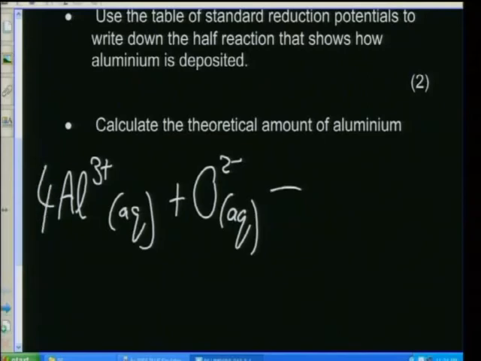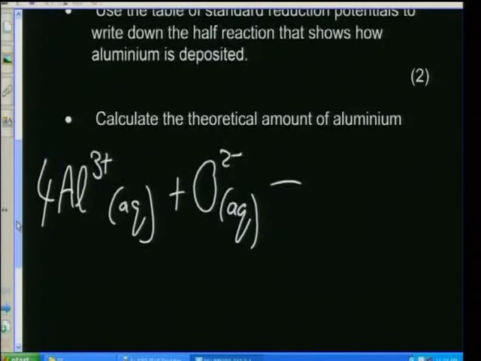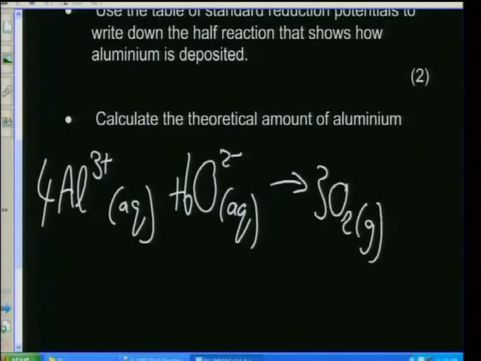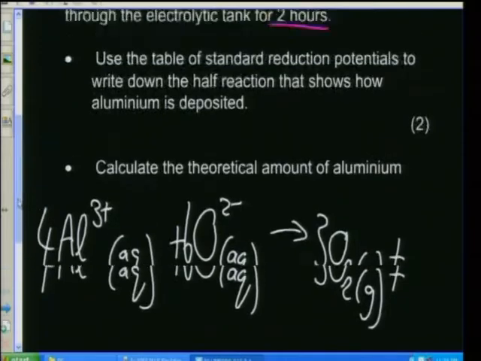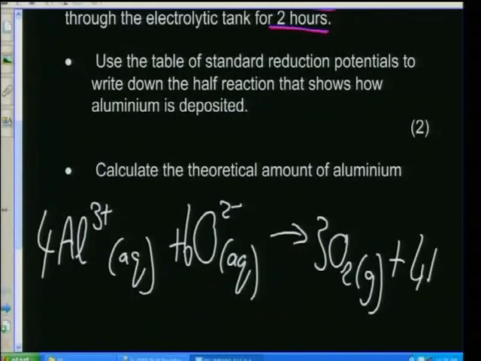Oh, okay. Got it. And then 6 on the oxygen. Yes. And it's going to produce 3O2, which is a gas, plus 4 aluminium, solid. Okay, solid.